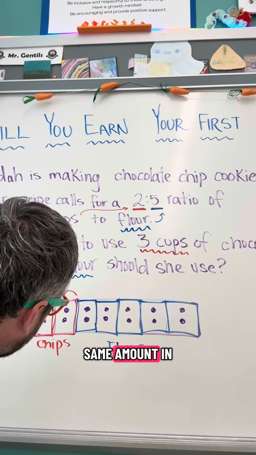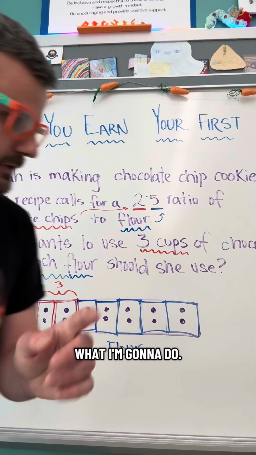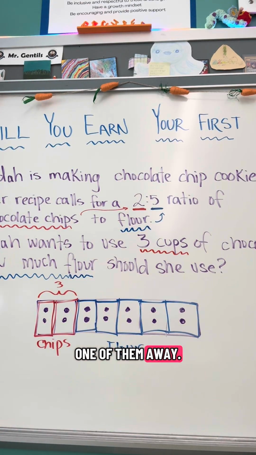By keeping the same amount in each box. Oh, I know what I'm gonna do. I'm gonna cut one of them. I'm gonna throw one of them away. Hold on. I need a chocolate chip eraser. Where's my chocolate chip eraser?